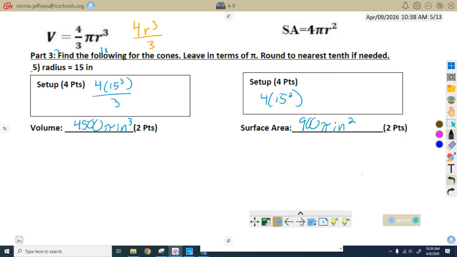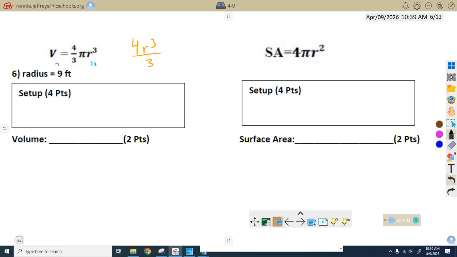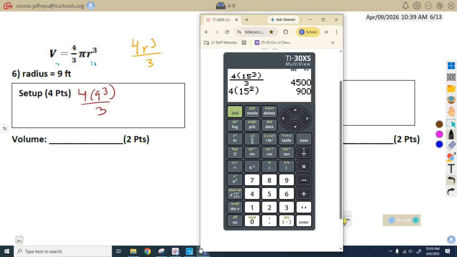All right, and the last one. 4 times 9 cubed over 3.